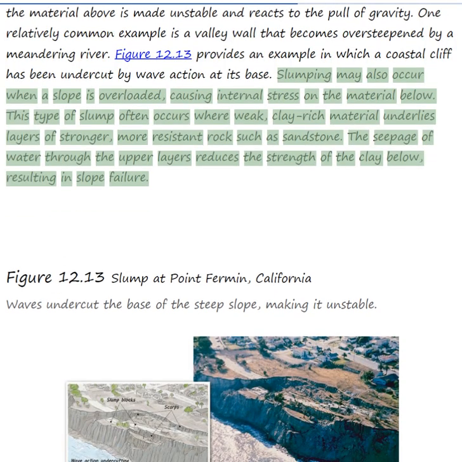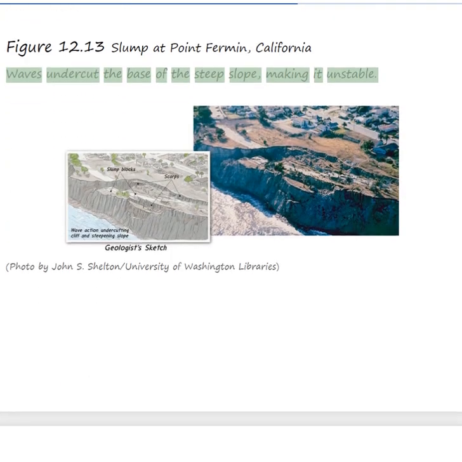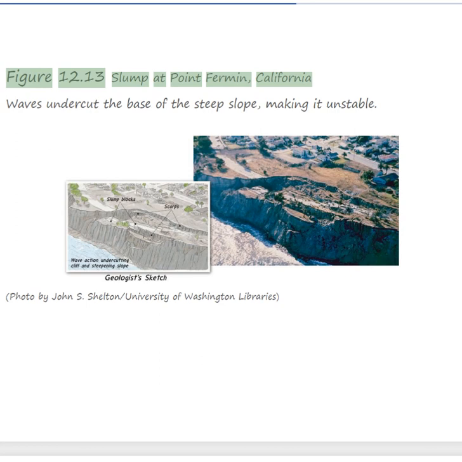Slumping may also occur when a slope is overloaded, causing internal stress on the material below. This type of slump often occurs where weak, clay-rich material underlies layers of stronger, more resistant rock such as sandstone. The seepage of water through the upper layers reduces the strength of the clay below, resulting in slope failure. Waves undercut the base of the steep slope, making it unstable. Figure 12.13 Slump at Point Fermin, California.